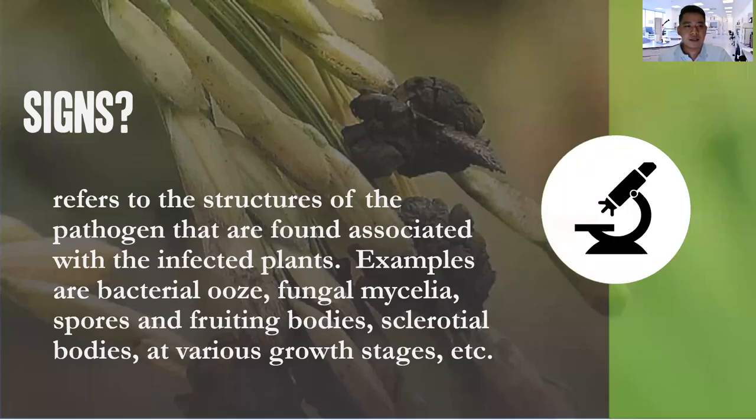So what are signs? Sign refers to the structures of the pathogen that are found associated with the infected plants. Example po nito yung mga bacterial ooze, fungal mycelia, spores, fruiting bodies, sclerotial bodies, at various growth stages. So si signs po, ito yung structure mismo ni pathogen o siya mismo si pathogen o yung causal organism na nag-i-infect po sa ating rice.